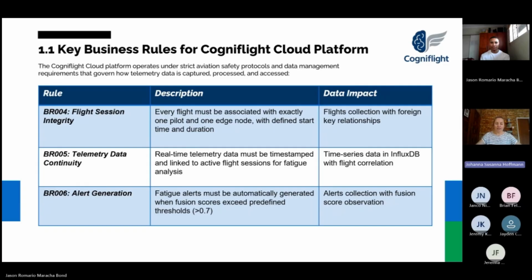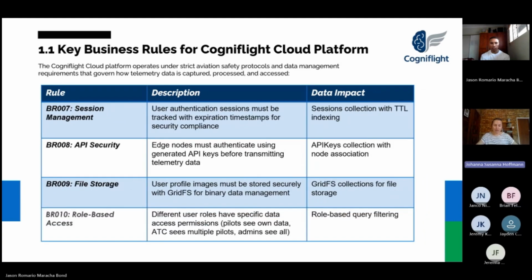Rule 5 is telemetry data continuity. Real-time, time-stamped telemetry data must be linked to active flights for real-time fatigue analysis and monitoring. Number 6, alerts generation. So fusion scores exceeding predefined thresholds must automatically generate fatigue alerts. Rule number 7 is session management. For security compliance, user sessions must be tracked with expiration timestamps.